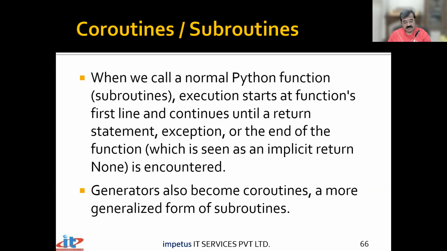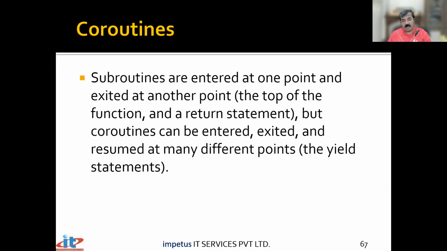And what's the behavior of a function? Every time you call a function, control goes to the beginning of the function. It executes all instructions inside the function until it encounters a return statement, or an exception is raised, or it reaches the end of the function, where there's an implicit return that will transfer the control back to the caller. But then let's explore what coroutines are now. Subroutines are entered at one point and exited at another point. So they enter at the top of the function and return where the return statement is encountered. That's the behavior of a subroutine.